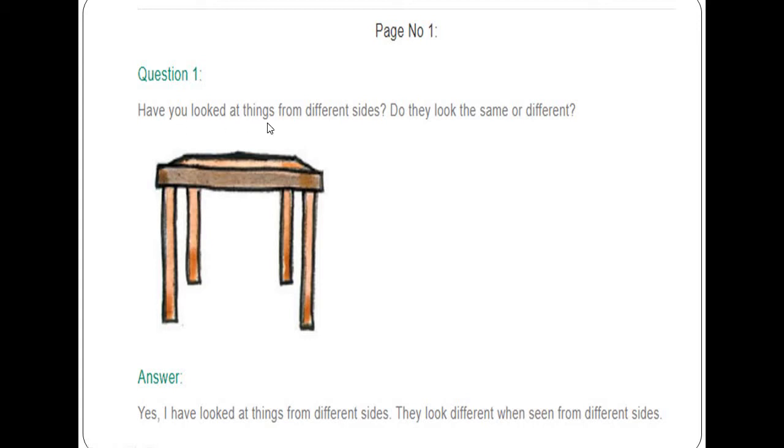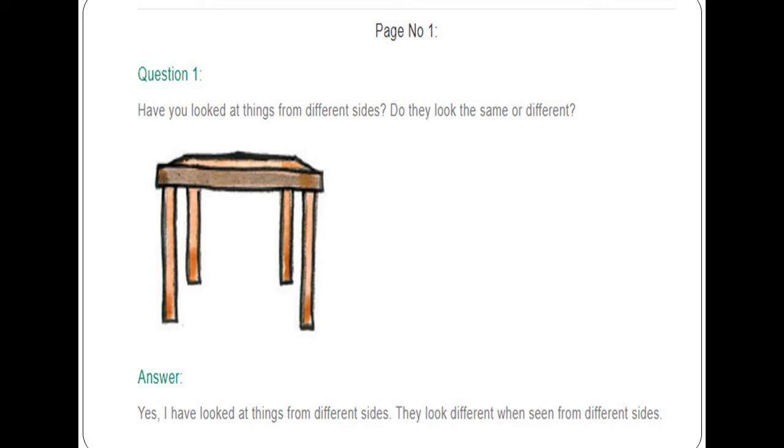Have you looked at an image from different sides? Do they look the same or different? See, this is a table. When you look at the table from different sides like top, bottom, left, right, under, above, then do you see the same table? Yes or no? No. Answer is no.